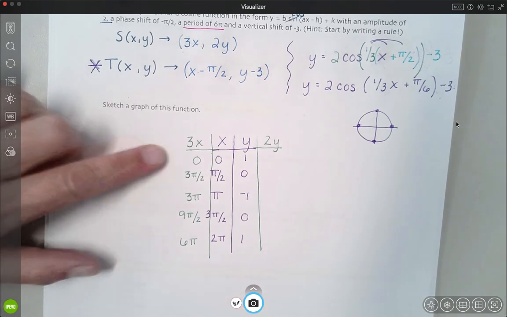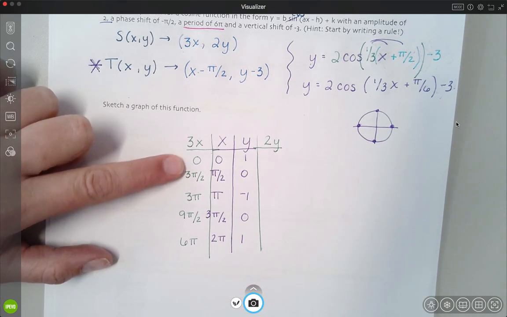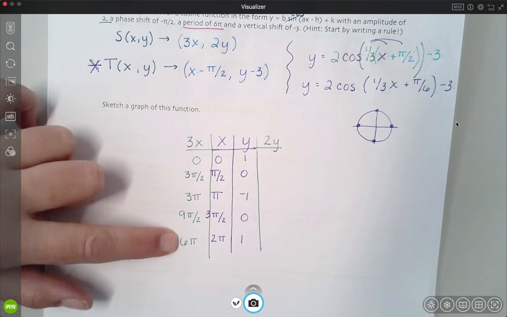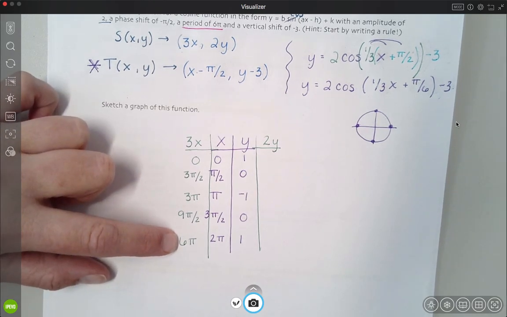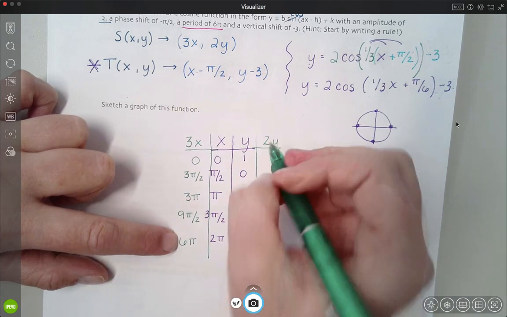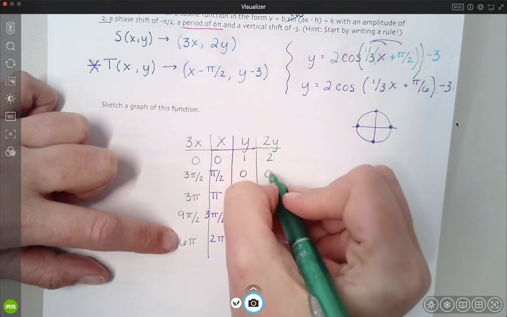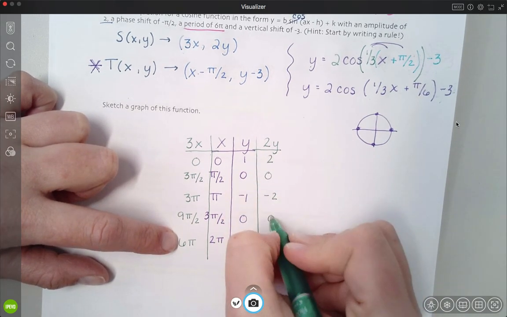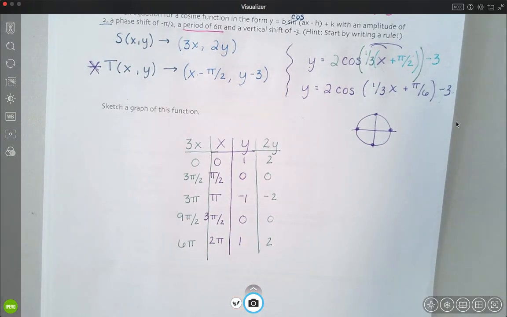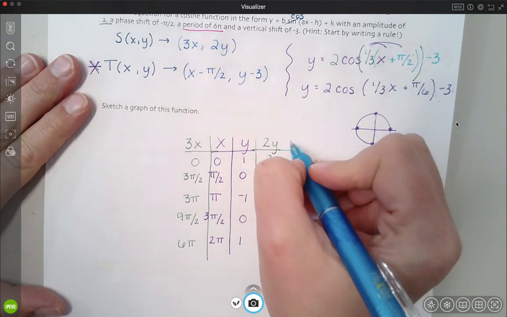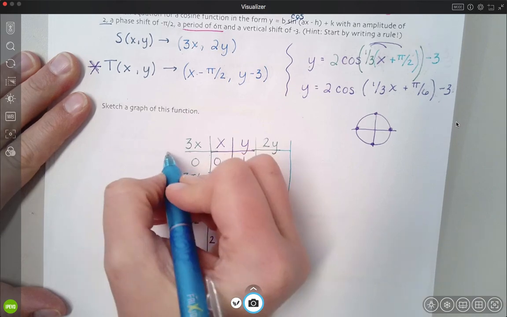And so you'll notice that what I have now is one full cycle from 0 to 6 pi. That means my period is 6 pi. For my y's, let's double them all. So this is going to be 2, 0, negative 2, 0, and back to 2. Okay, and that would accomplish giving me an amplitude of 2. And then I'm going to add one more layer to the outside of this thing with my translation rules.